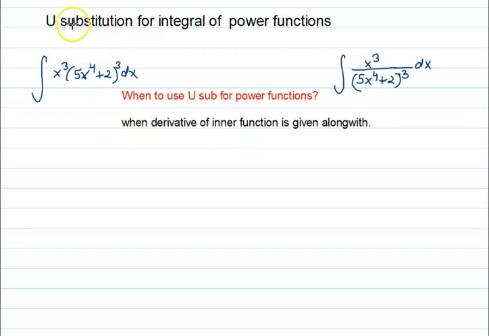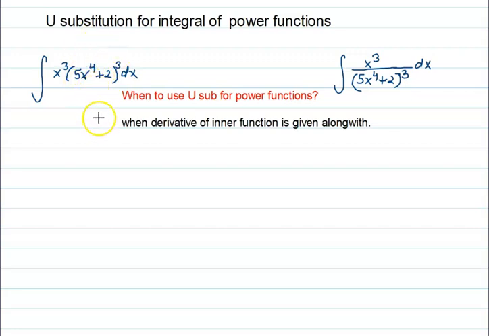In this video, we are going to study u-substitution for integral of power function. First, it is important to know when to use u-sub for power function. This method is used when the derivative of the inner function is given along with it.